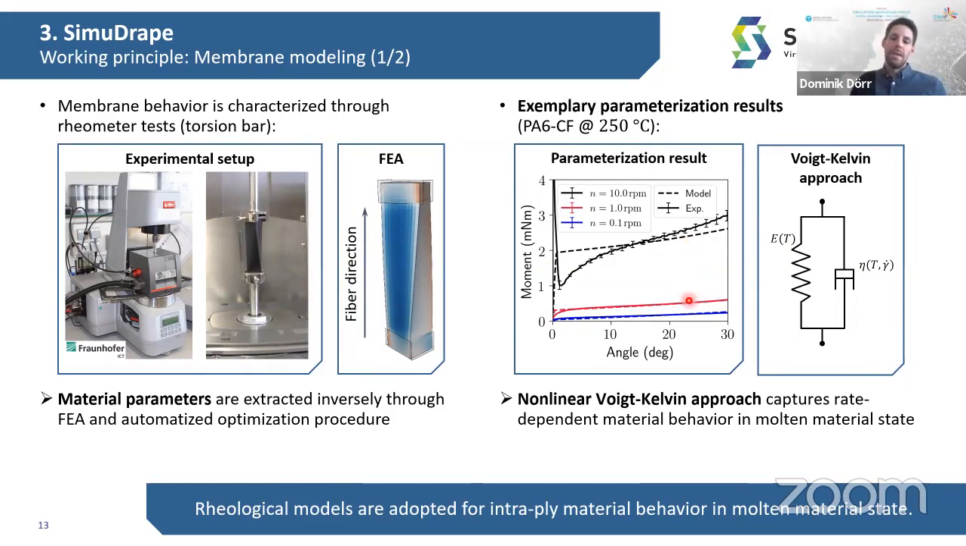But what we saw in the past using more complex rheological models, such as a generalized Maxwell approach, is that including this different slope on part level doesn't have too big an effect. And this is why we stick to the simplest approach we can, which in our case is the nonlinear 4 Kelvin approach, which sufficiently captures the rate-dependent material behavior in the molded material state.